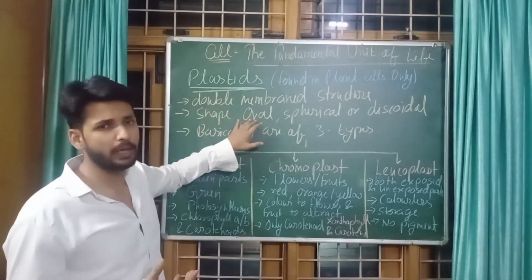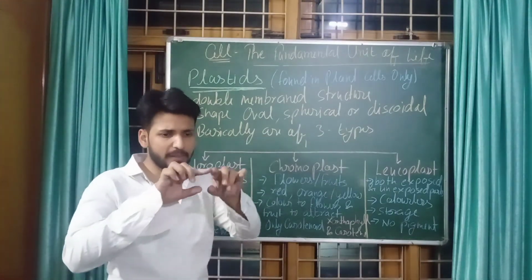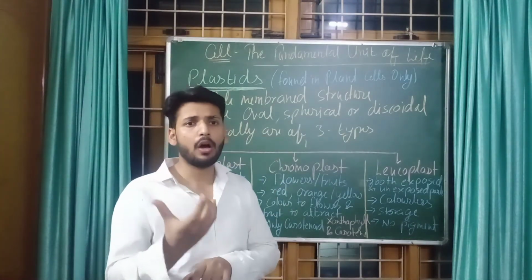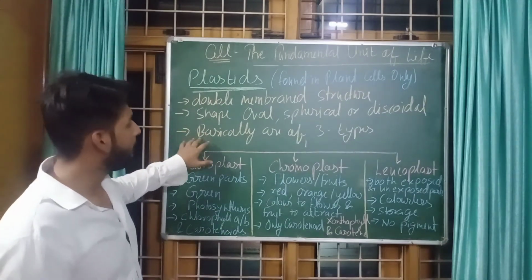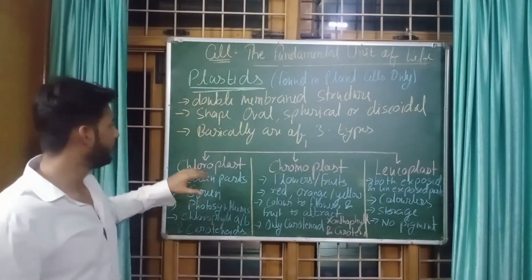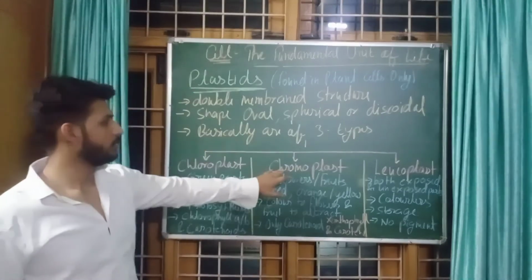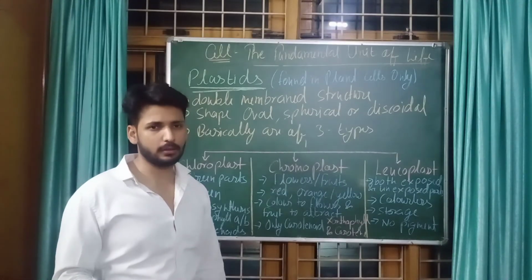Next, I told you it's a double membrane structure and its shape is oval, spherical or discoidal. Basically their shape is just like spherical or oval. Got it? Next we can see, basically these are of three types. What are those three types? One is chloroplast, second is chromoplast and third one is leucoplast.